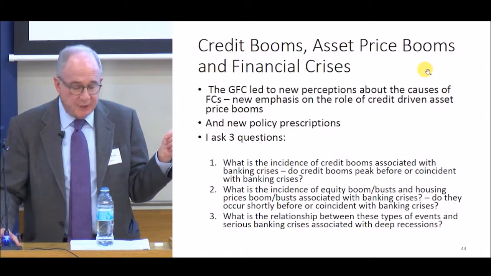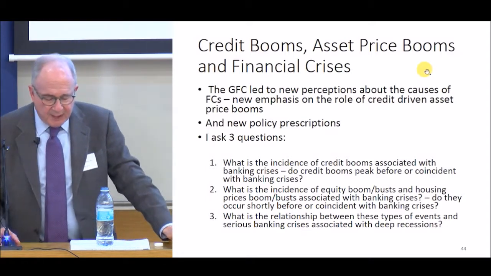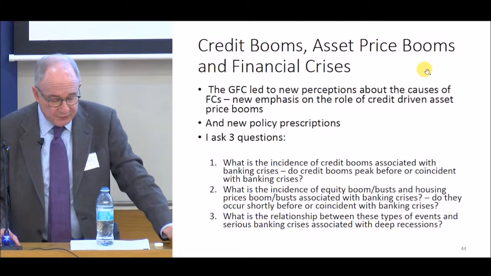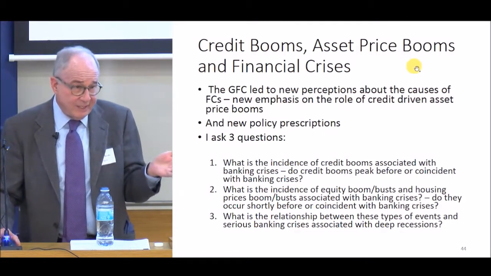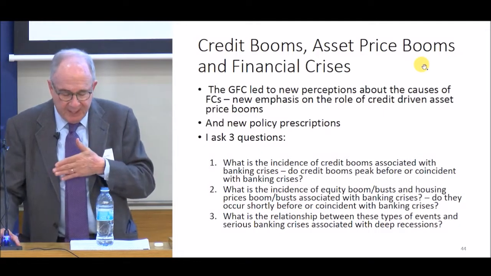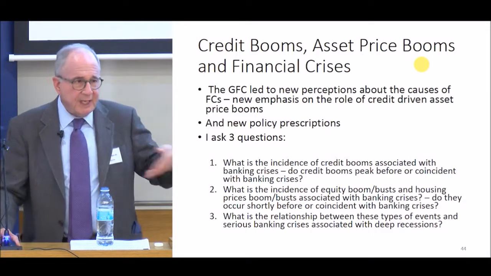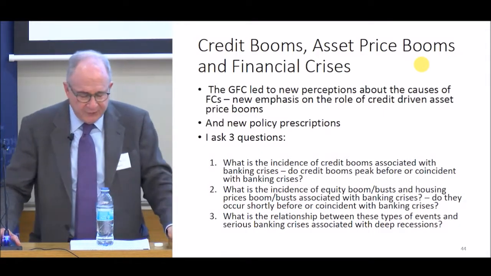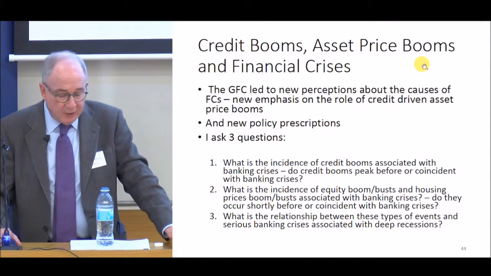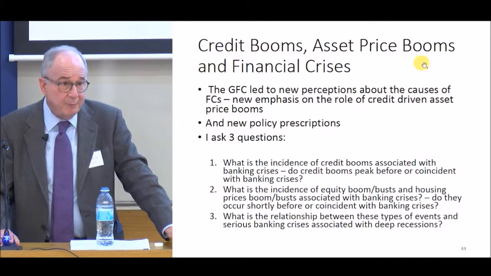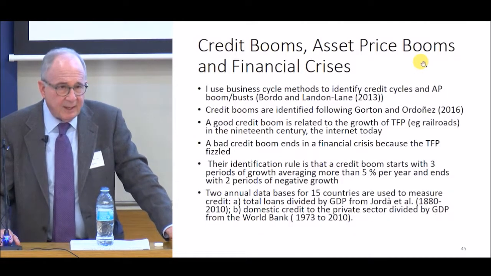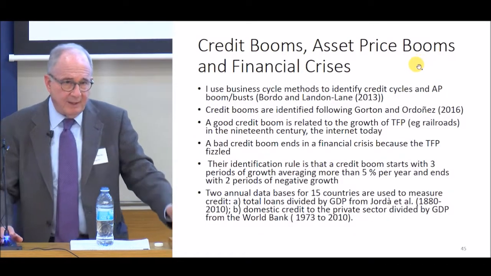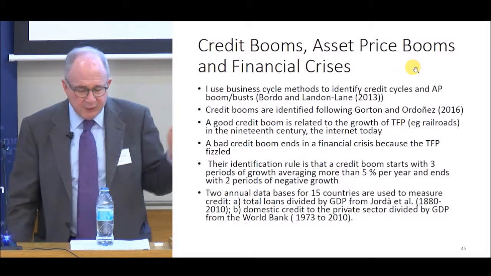Secondly, what's the incidence of equity boom busts and housing price boom busts associated with banking crises? Do they occur either slightly before or at the same time as a banking crisis? And then what's the relationship between these types of events and serious banking crises associated with deep recessions, the ones with the big output losses? I'll summarize that very quickly; I won't go through all these bullets.